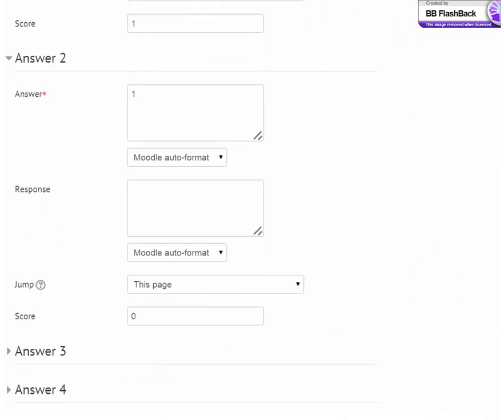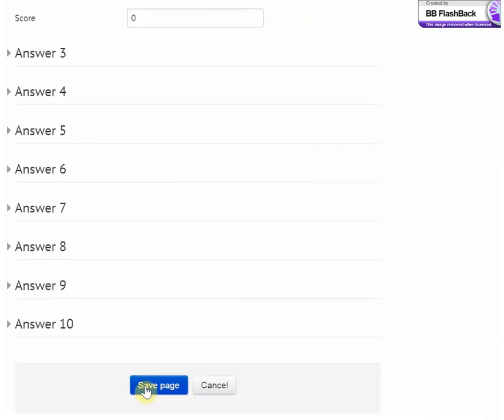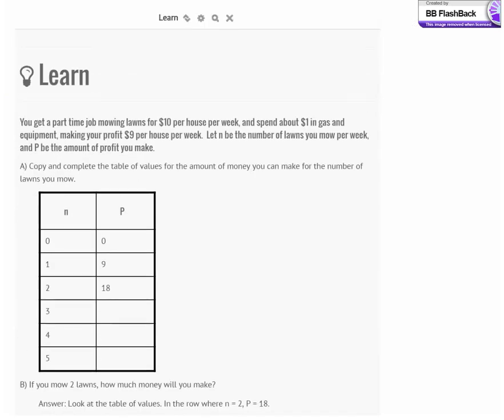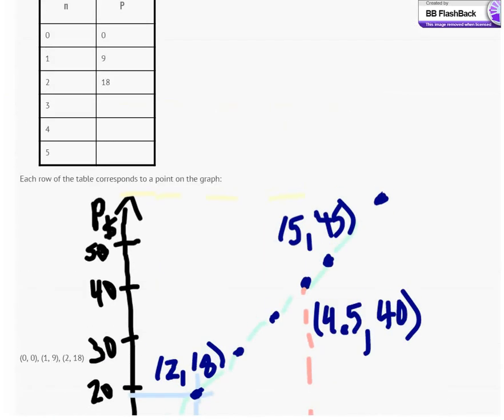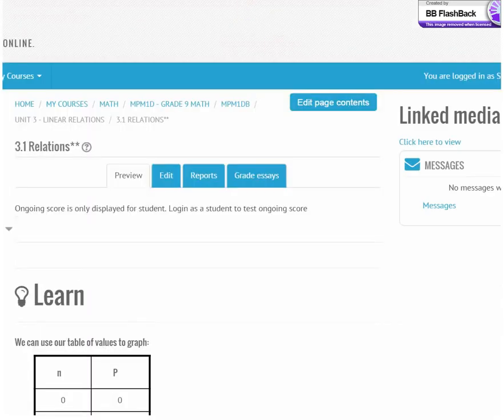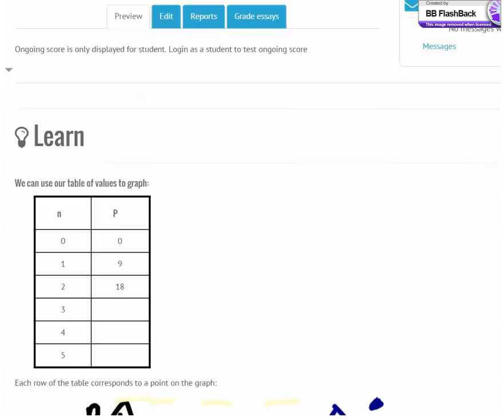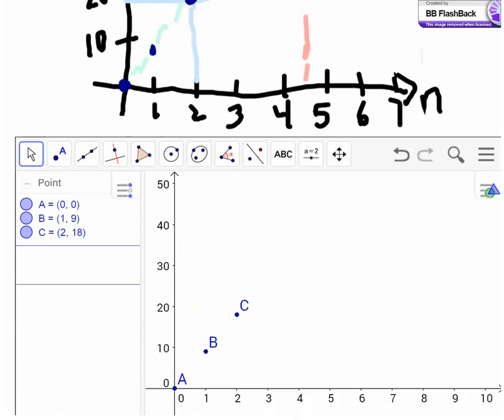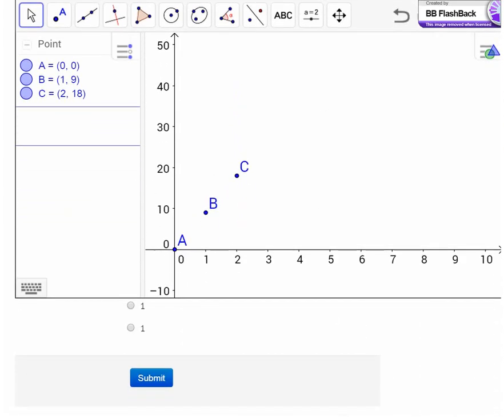And I want to show you, I embedded some practice for you to do with graphing software called GeoGebra. So I want to show you how that works. This is what it looks like on my end. Okay, so this graphing software is called GeoGebra. I'll probably give you lots of opportunities to use it in this course.